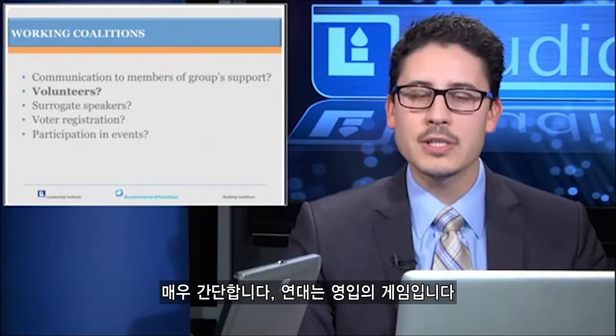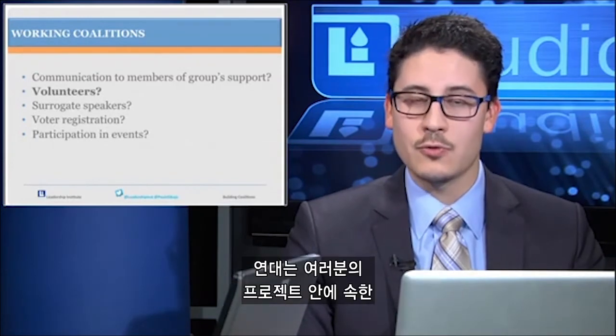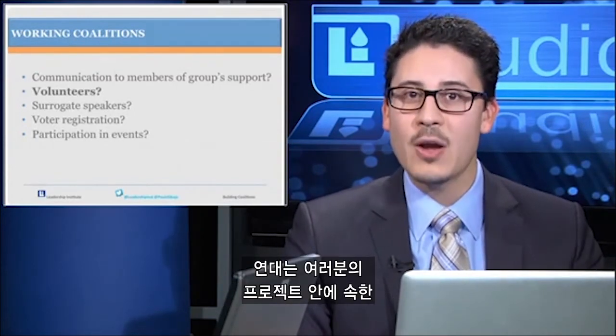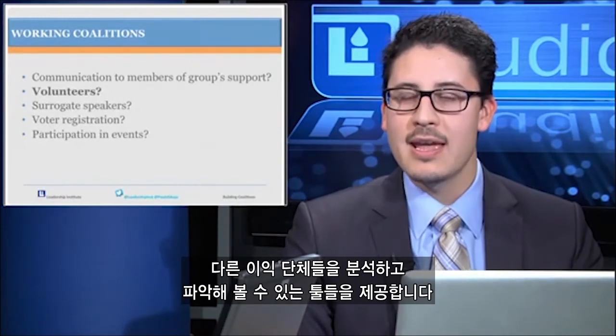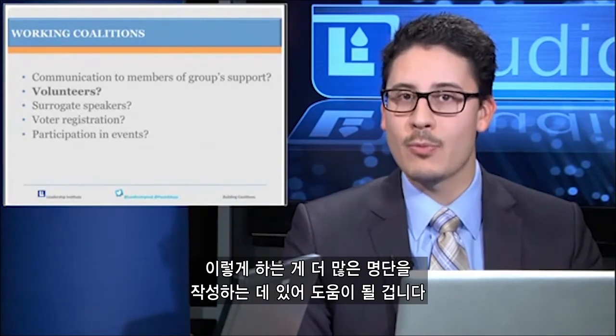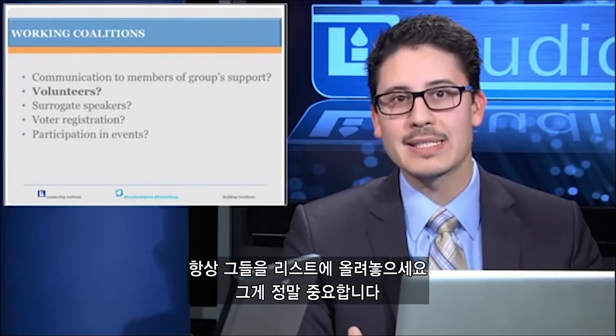It's very simple. Coalitions, like we mentioned earlier, are a game of addition. We've given you some tools to identify or break down different interest groups within the project that you're working on. By doing this, it will help you come up with more names. Make sure you always list them. Understand that it's important that you list everyone and anyone.